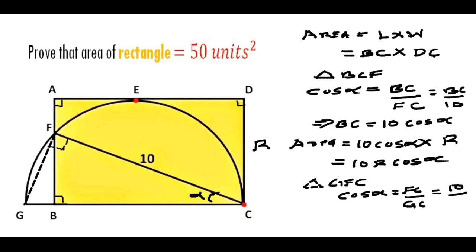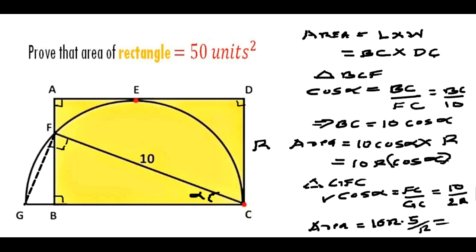GC is the diameter of the semicircle, and the diameter of the semicircle is twice the radius. So where there is cos alpha, we shall put 10 over 2R. So when we substitute the value of cos alpha there, what will be the area? The area will be 10R times cos alpha, but cos alpha we found is 10 over 2R. 10 over 2R is like saying 5 over R.